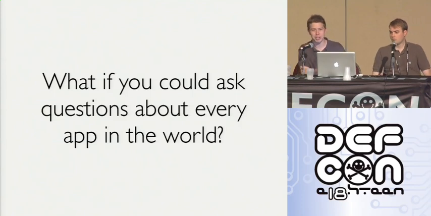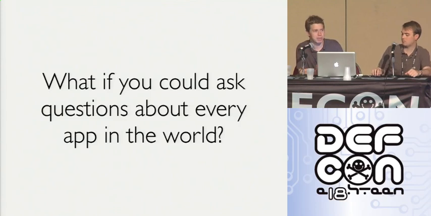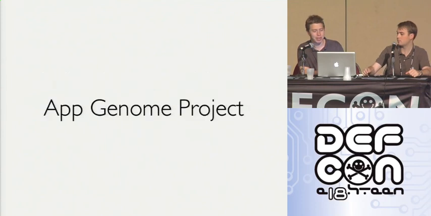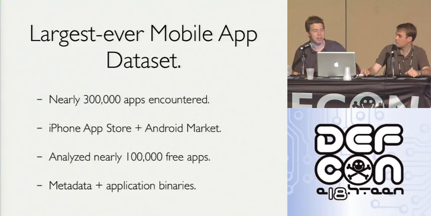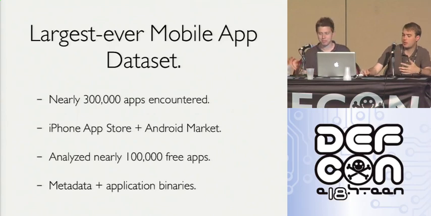So we asked this question, and about a few months ago we said, what if we could basically ask questions of every application in the world and get a reasonable answer? So we built something we call the App Genome Project. Basically, we built an engine that allows us to crawl most of the major application environments. Namely, what we're going to be talking about today is Android and iPhone, so the Android marketplace and the iPhone App Store.